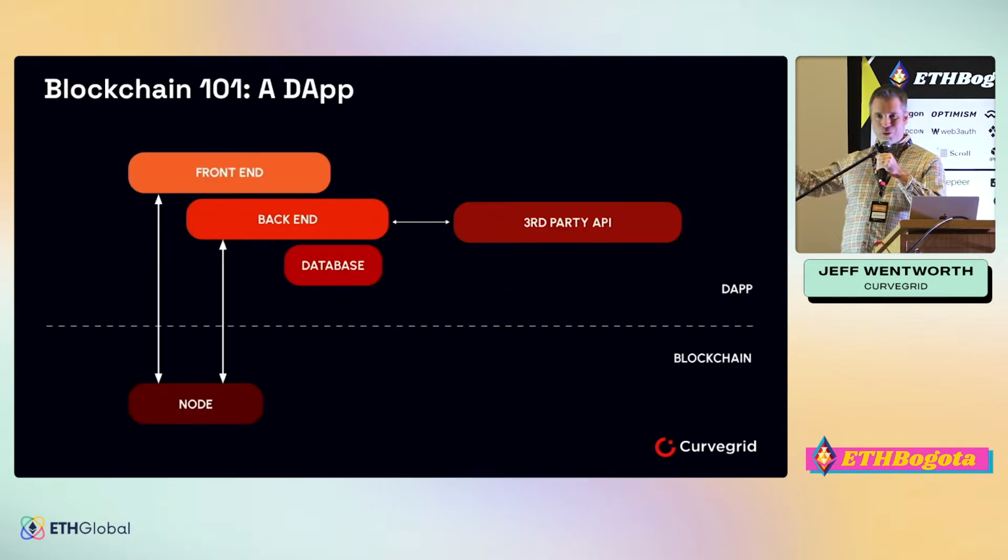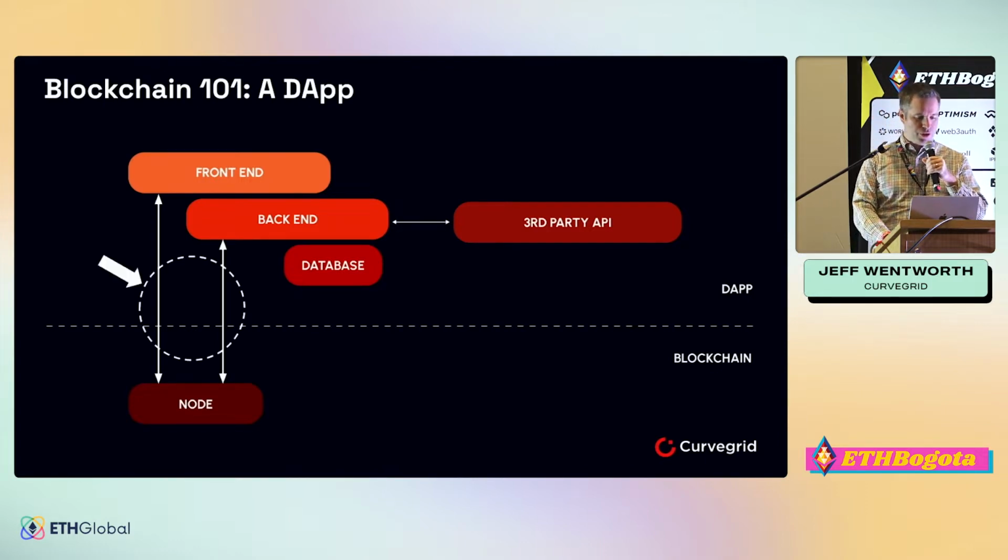So, blockchain 101. I think everybody knows exactly what is going on in this diagram. You have a DApp with a front end, a back end. There may also be other components like a database. It may talk to a third-party API. And of course, it's talking to the blockchain, a blockchain node. This is the part that we want to focus on today, right?